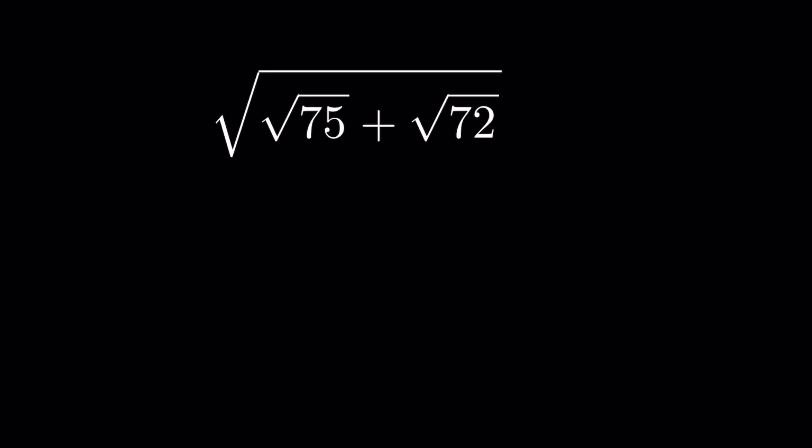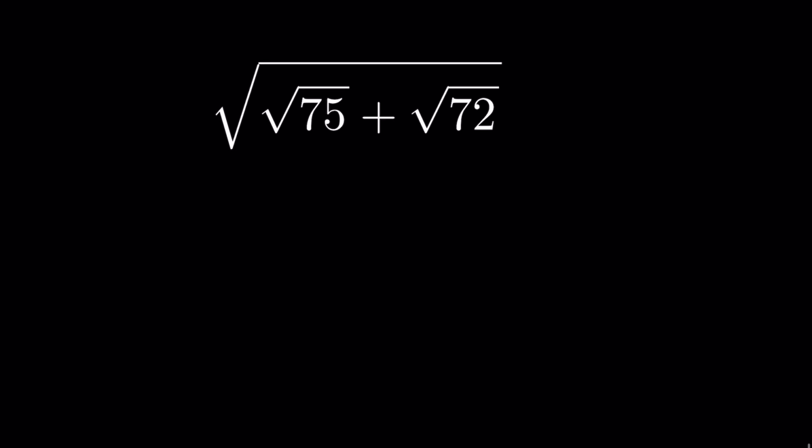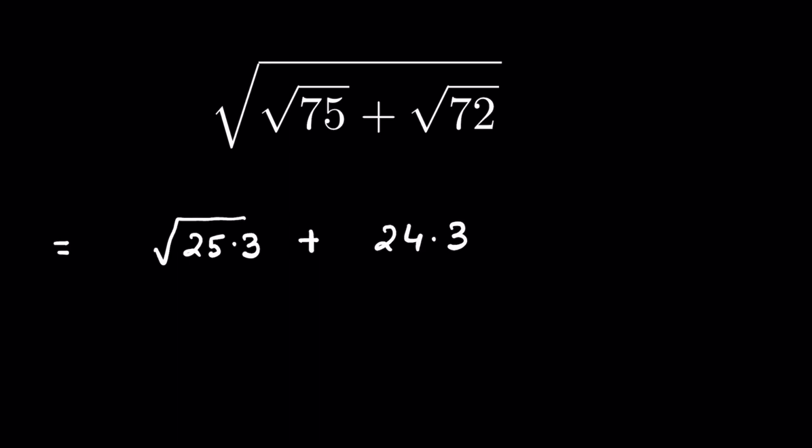Square root of 75 plus square root of 72, under square root. We have to simplify this. Let's try. So square root of 75, we can write it as 25 times 3 under square root, plus 72 under square root as 24 times 3 under square root, then whole under square root.